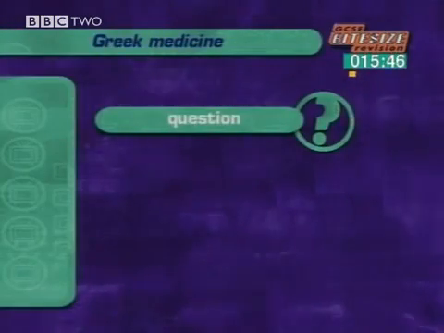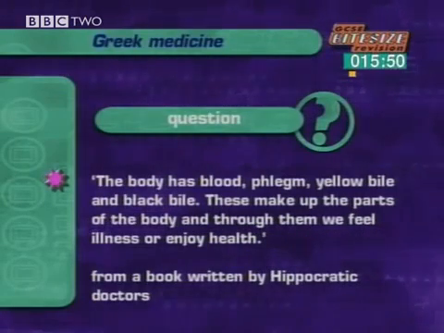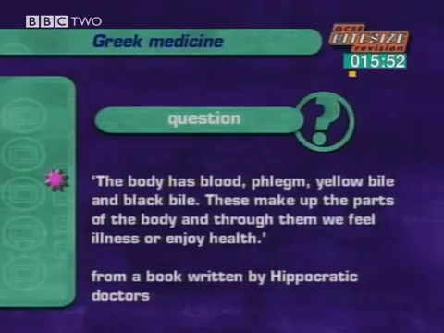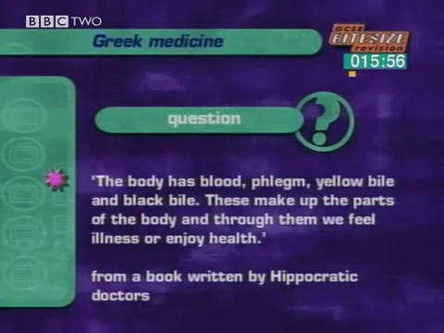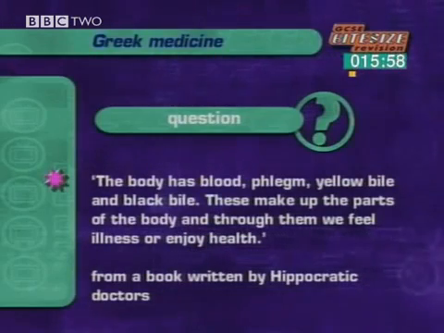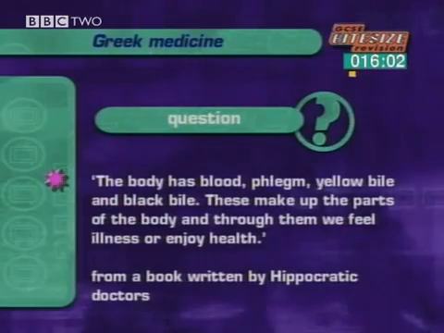Now for some practice. Here's a typical exam question about Greek medicine. "The body has blood, phlegm, yellow bile, and black bile. These make up the parts of the body, and through them we feel illness or enjoy health." This is a quote from a book written by Hippocratic doctors in about 400 BC.